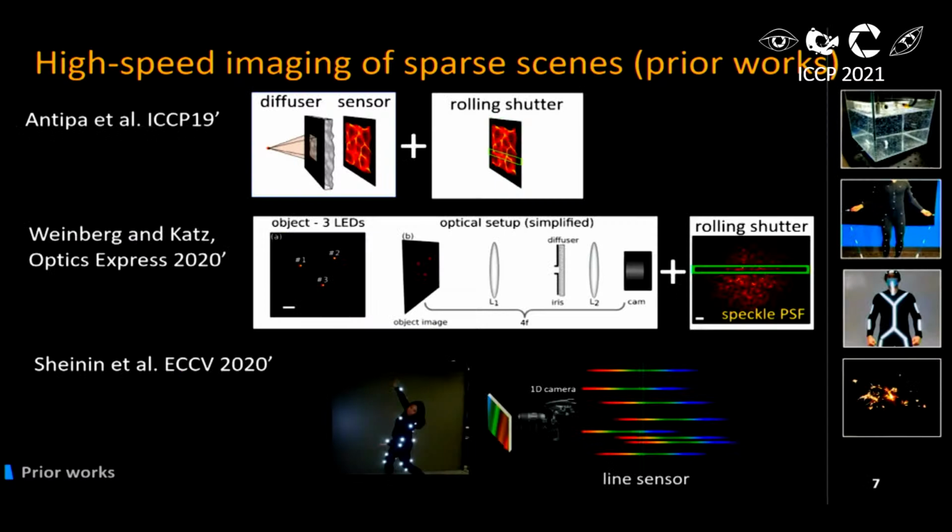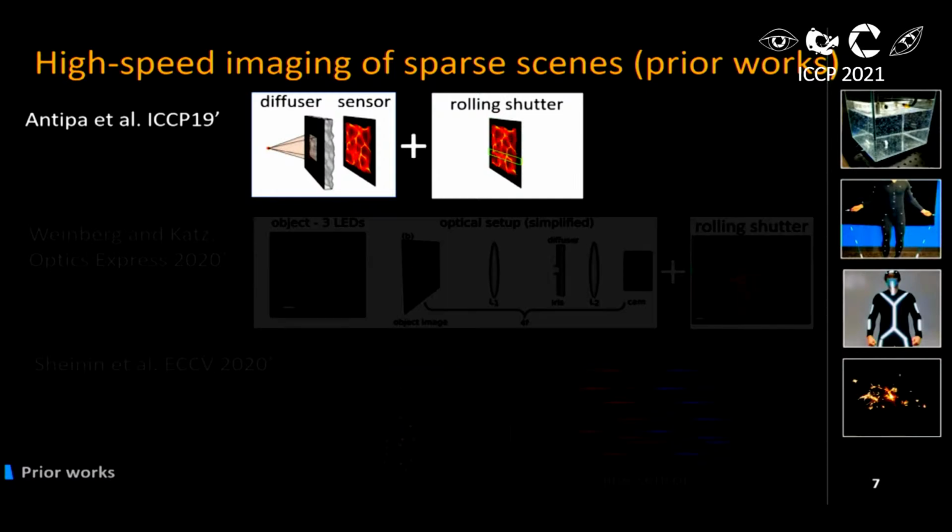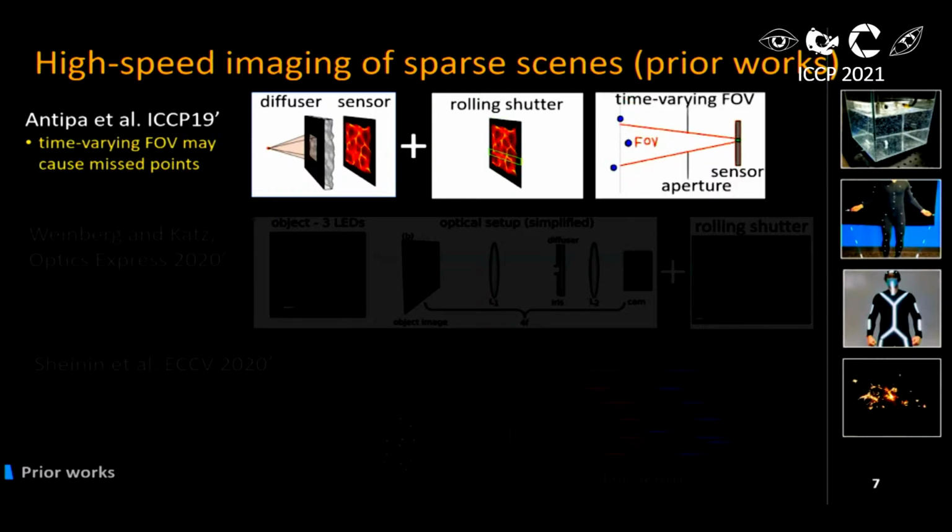Several key prior works use this approach for high-speed imaging. Antipa et al. place a diffuser in front of a bare sensor and sample the resulting caustic pattern using the rows of a rolling shutter sensor. But their method is unable to encode the entire scene all at once due to a time-varying field of view created by the aperture. And so their method can miss the fast motion of points outside the time-varying field of view.